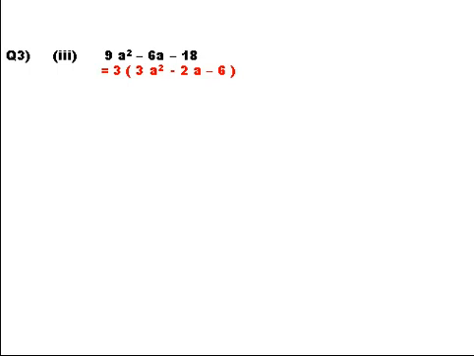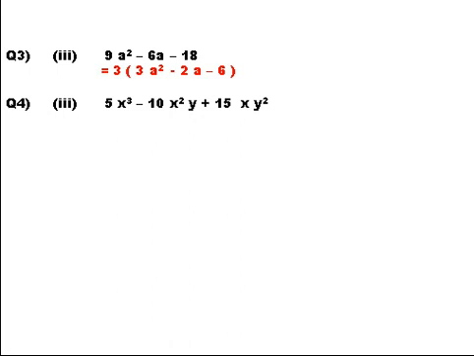Why so? Because 3 into 3a square will give you 9a square. Plus into minus will give you minus. 3 into 2a will give you 6a. And similarly plus into minus will be minus. 3 into 6 is 18. So this becomes the answer of question number 3, third part. Moving ahead with question number 4.